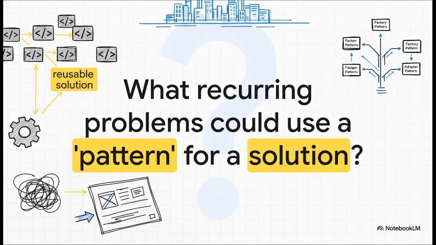In the end, design patterns are way more than just about code. They're a way of thinking about problems. They are the invisible architecture that holds up so much of our digital world. And it kind of makes you wonder, doesn't it? What are the recurring problems in your own life that could be solved if you just had the right pattern to follow?